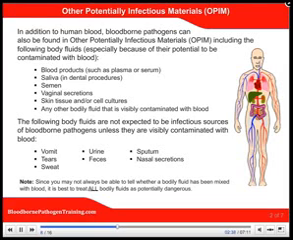visibly contaminated with blood. The following body fluids are not expected to be infectious sources of blood-borne pathogens unless they are visibly contaminated with blood: vomit, tears, sweat, urine, feces, sputum, nasal secretions. Note: since you may not always be able to tell whether a bodily fluid has been mixed with blood, it is best to treat all bodily fluids as potentially dangerous.